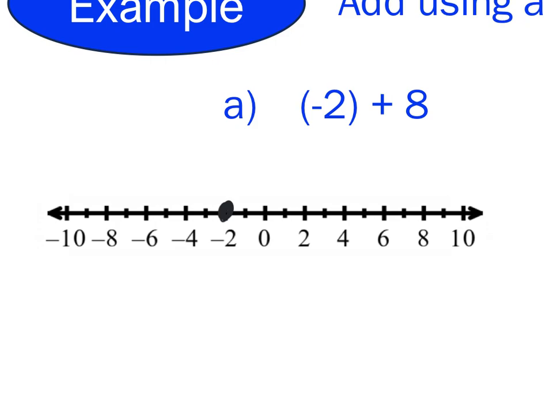Now we're adding. If you add to something, do you think you move left? Or do you think you move right? Right. Correct. So we're going to move right 8 spots. So 1, 2, 3, 4, 5, 6, 7, 8. Where do we end up? So the answer is +6. That is your answer.